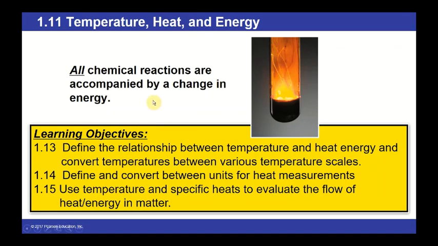Now we'll talk about temperature, heat, and energy. All chemical reactions and a lot of physical reactions are going to be involving a change in energy. So how do we measure energy, and how do we know whether something is gaining or losing energy? So the learning objectives for this section and chapter is define relationships between temperature and heat and energy, and convert the temperature between various temperature scales.